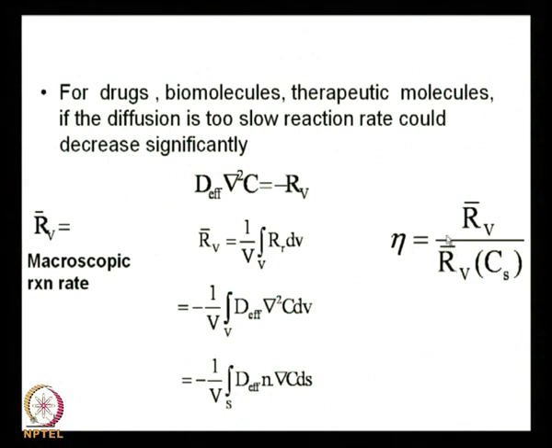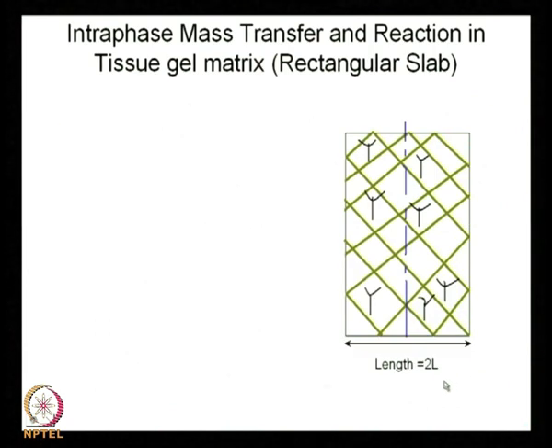So, the effectiveness factor essentially measures that if a reaction were occurring at the surface concentration and the actual rate of the reaction, the ratio between these two, okay, and we will see how to incorporate that in the next few cases.